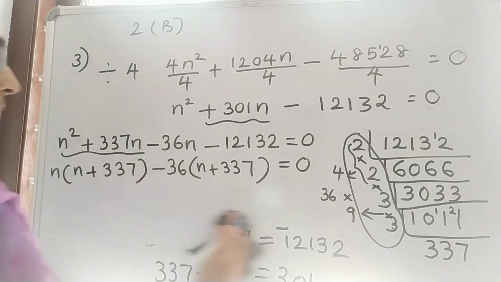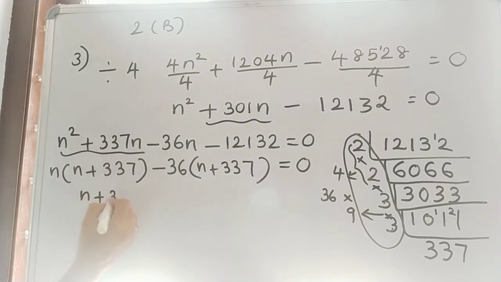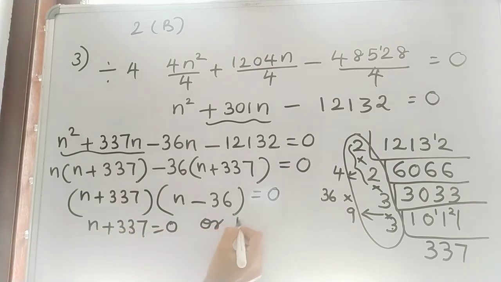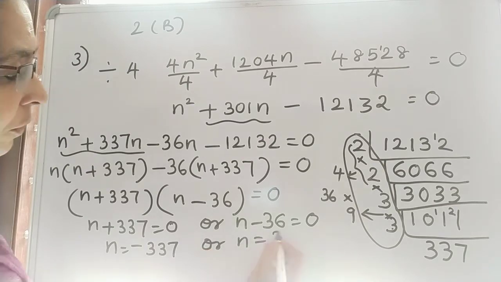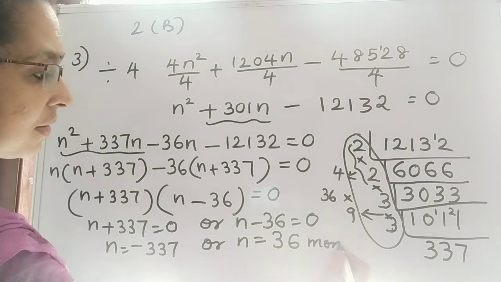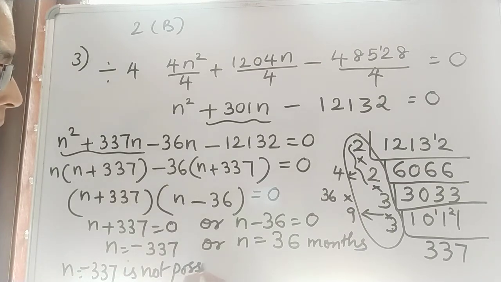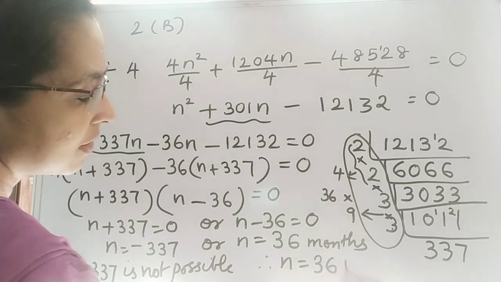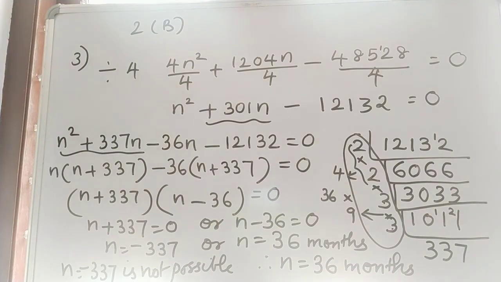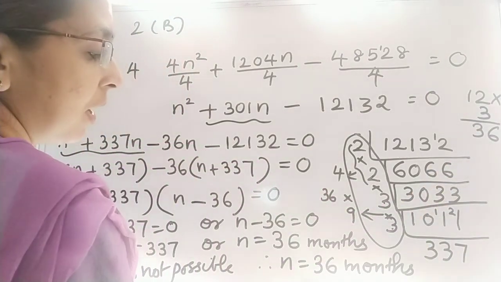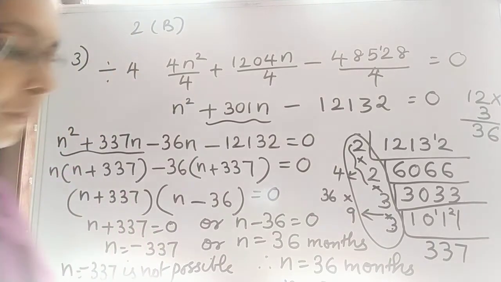So next step, how can we write? It will be n plus 337 common, so remaining n minus 36 is equal to 0. That is, n plus 337 is equal to 0, or n minus 36 is equal to 0. That is, n is equal to negative 337, or n is equal to 36. That is, n is equal to 36 means 36 months. N is equal to negative 337 is not possible. Therefore, n is equal to 36 months. So how can we write that in years? 36 months, that is, 3 into 12, 1 year, 12 months. So it will be 3 years. So n is equal to 3 years. Thank you.